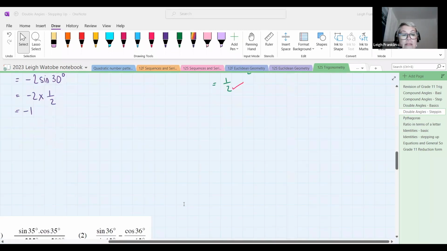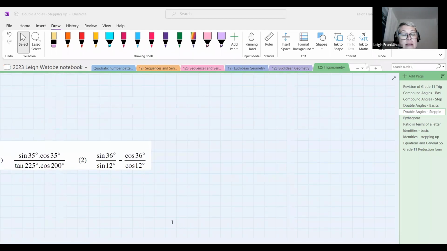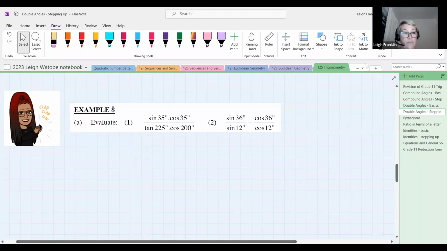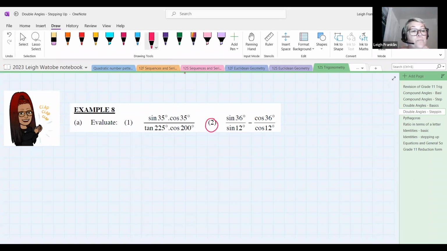All right, so let's go back down here. As I said, I want to do question number 2 before I do question number 1. So starting with question 2, we have sine 36 over sine 12, and we've got cos 36 over cos 12. Again, we can see our instruction is to evaluate, without the use of a calculator.